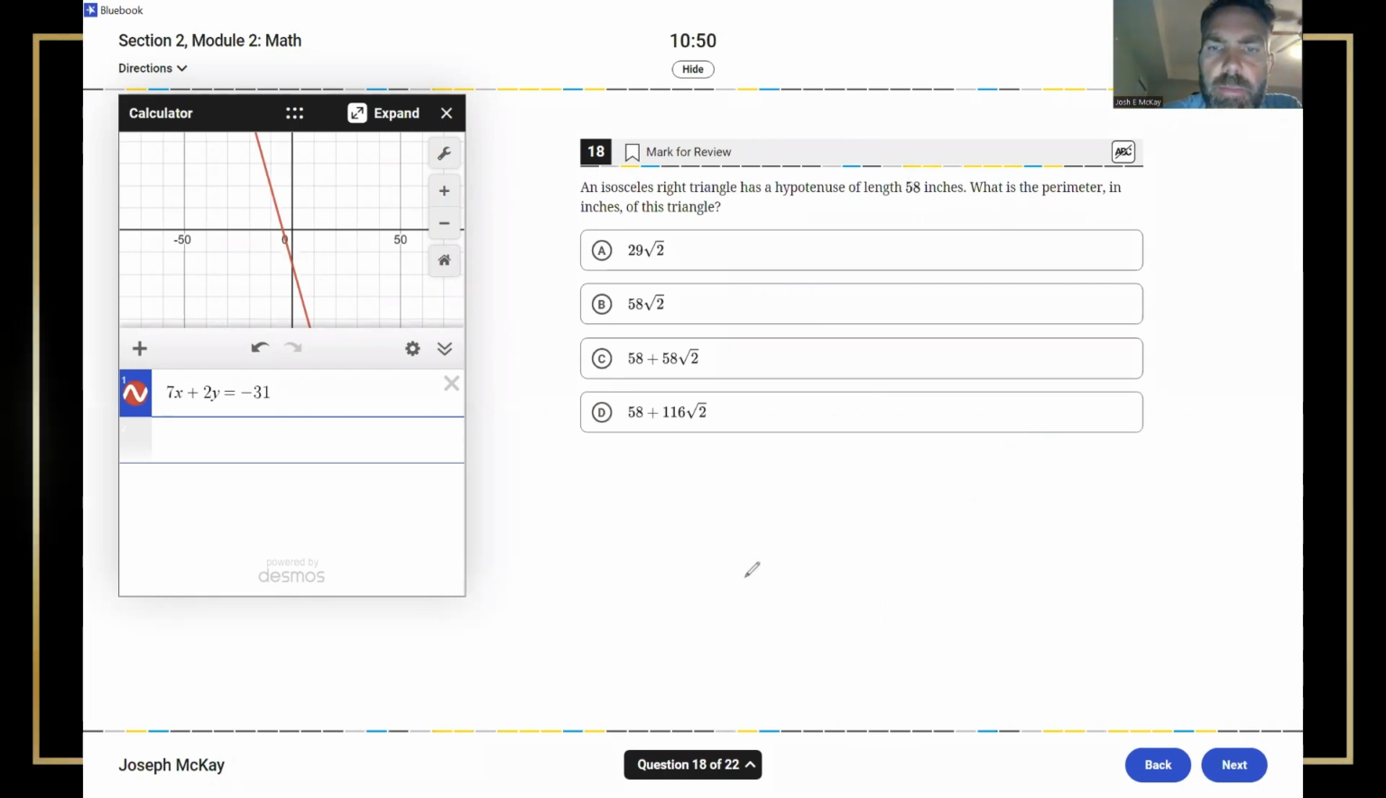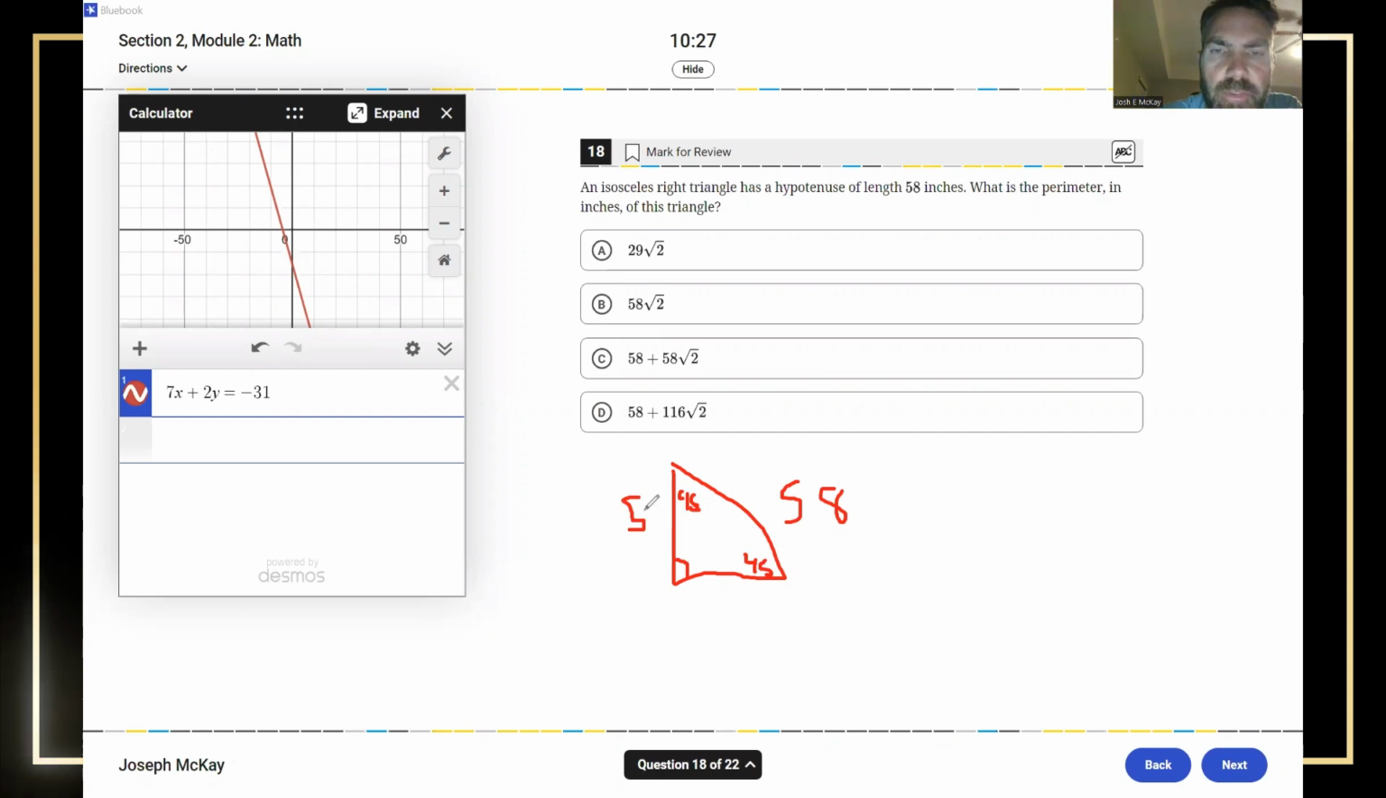Isosceles right triangle. So that means I've got a 45, 45, 90 triangle, because I've got two sides that are the same, which means two angles are the same. Apologize for this horrible drawing of a triangle here, but these are two 45, 45, 90 triangles. The hypotenuse is 58. That means these two sides are 58 divided by root 2. You should just know that about your 45, 45, 90.